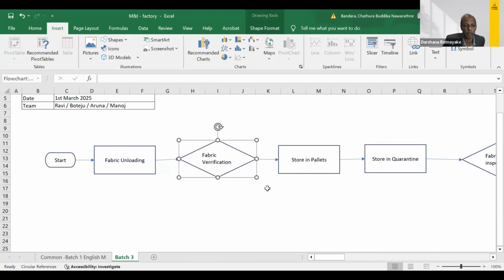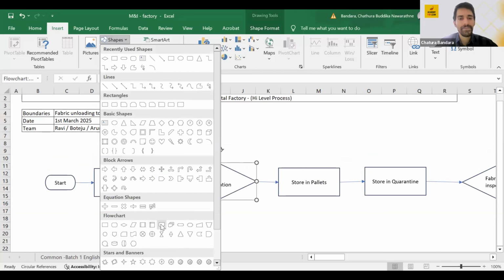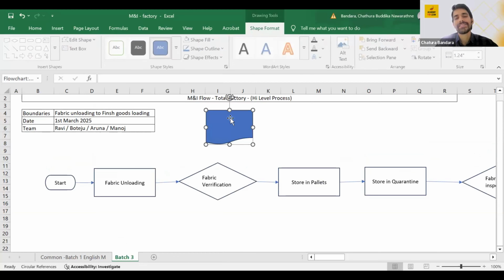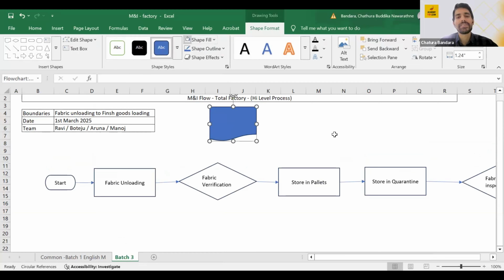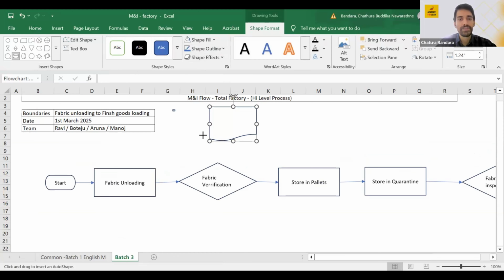We'll go to the data box, how we draw the data quickly, maybe within 5 minutes. Fabric inspection. This is the symbol. So what are the inputs? This is a document, and then if you have any computer generated report system connection, we input this.